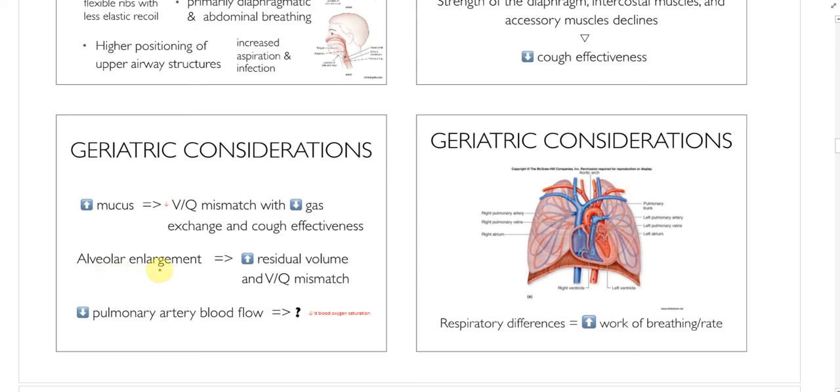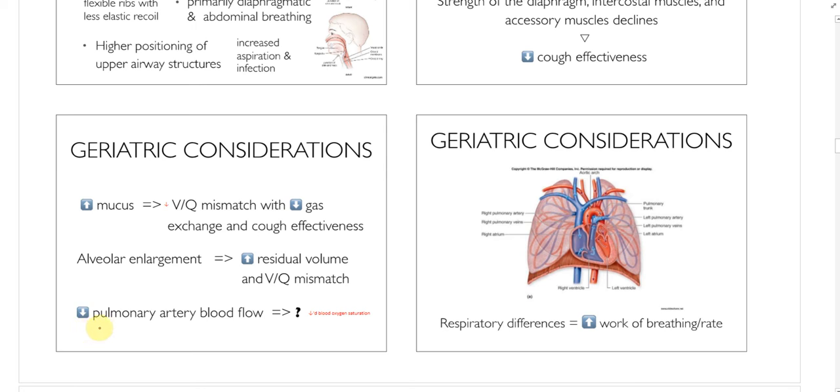We're also going to have alveolar enlargement over time, which may lead to increased residual volume. So we don't actually have as much volume to work with in the lungs, as much surface area to work with for gas exchange, leading to, again, a low VQ mismatch, because this won't necessarily be affecting the perfusion. With a lack of alveolar surface area, we may end up with less vasculature, but overall the problem is that we have a low VQ mismatch because we don't have enough air surface area to allow for gas exchange.